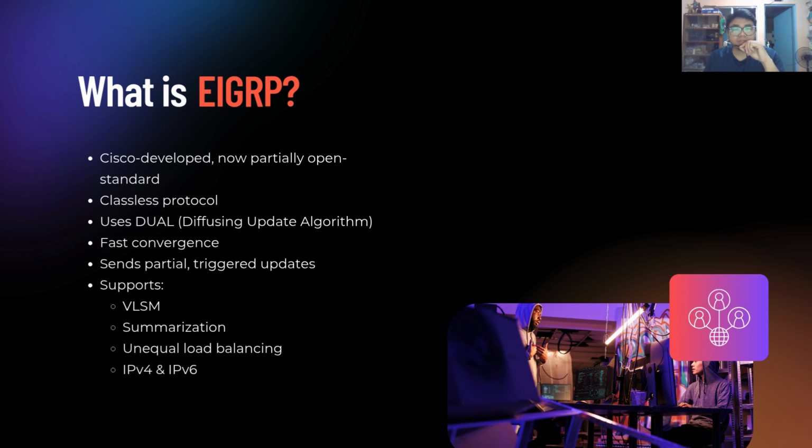It supports advanced features like VLSM, route summarization, unequal cost load balancing, and operates seamlessly within IPv4 and IPv6. Its combination of efficiency and flexibility makes EIGRP one of the strongest routing protocols for enterprise networks.